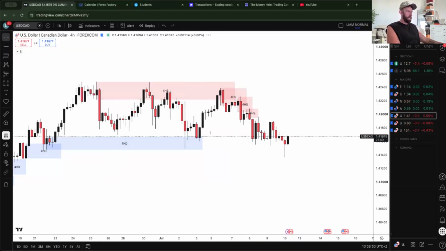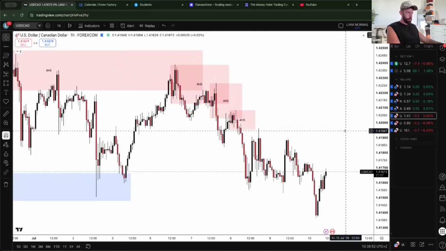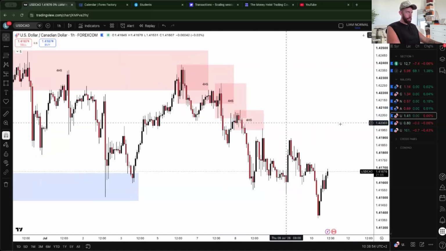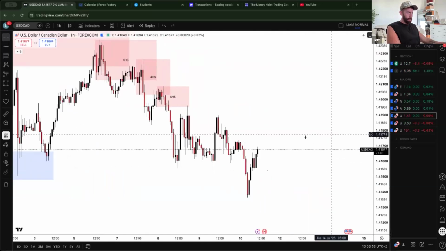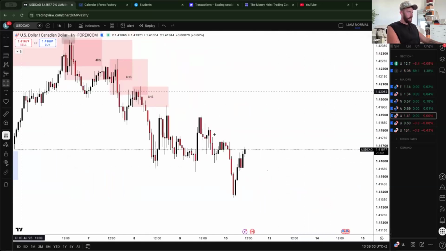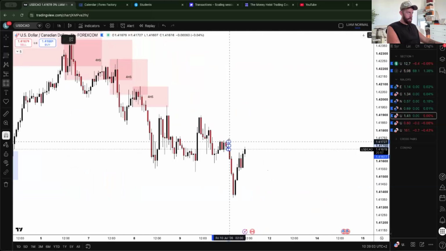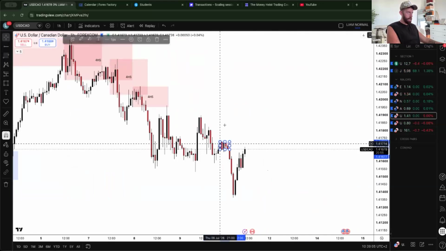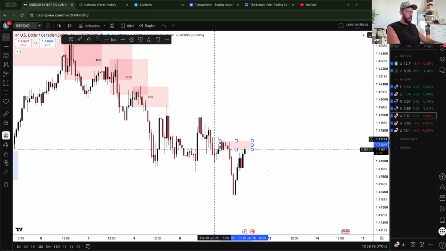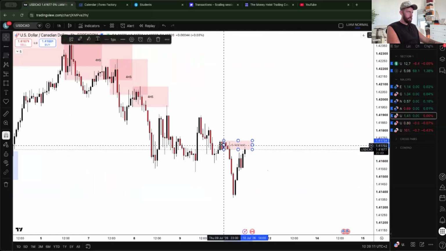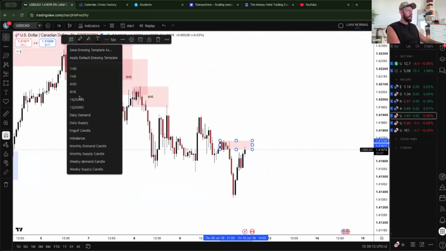So looking at the 1 hour, what can I currently see? Well, I can currently see that we are in that supply area here. You can see where market has consolidated. Let me just mark this out 1 second, guys. We are inside of that 1 hour supply.